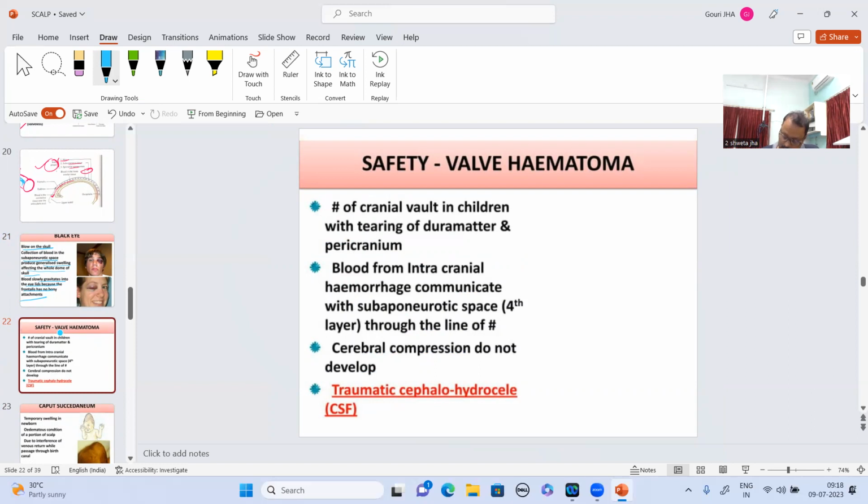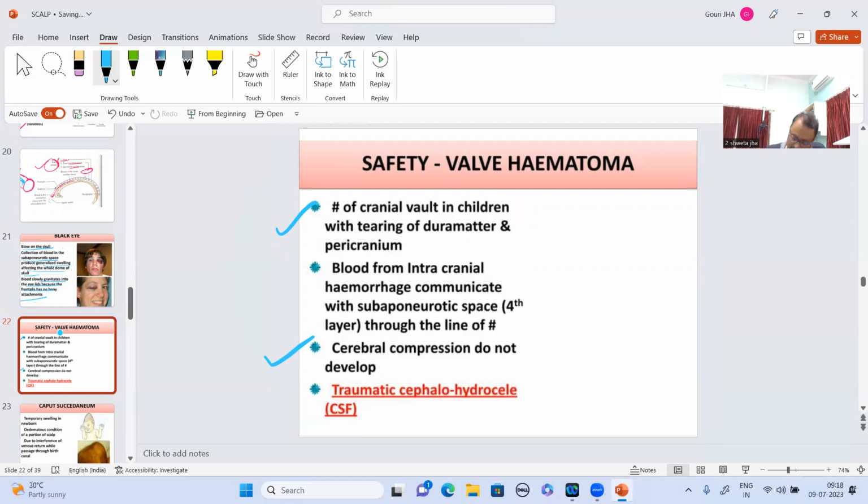Now, the subaponeurotic hematoma of the cranial vault in children occurs with a fracture of the cranial vault and tearing of the dura mater and the pericranium. The blood from the intracranial hemorrhage communicates with the subaponeurotic space, the fourth layer, through the fractured line. Cerebral compression does not develop because there is a gap over there.